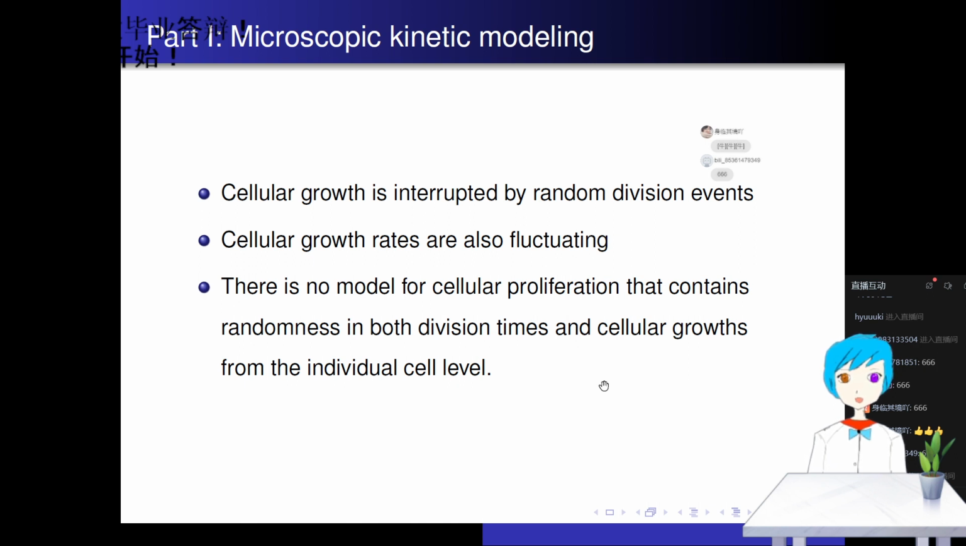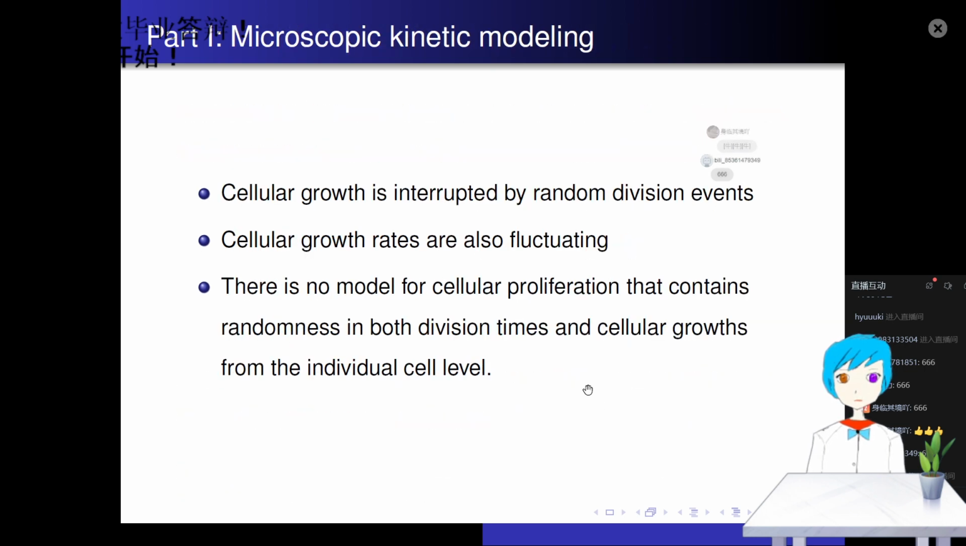So there is no model so far for cellular proliferation that contains randomness in both division times and cellular growth from the individual cell level. Therefore, we wish to construct a rigorous mathematical model to incorporate both types of randomness.